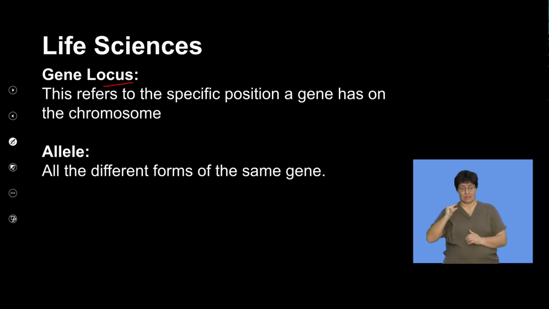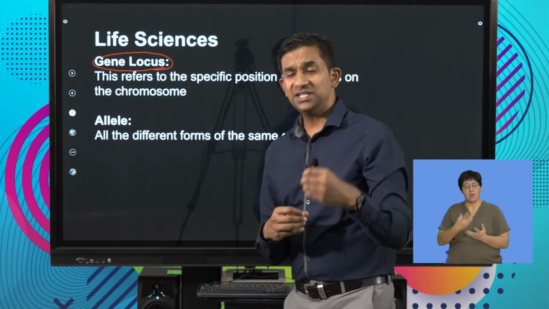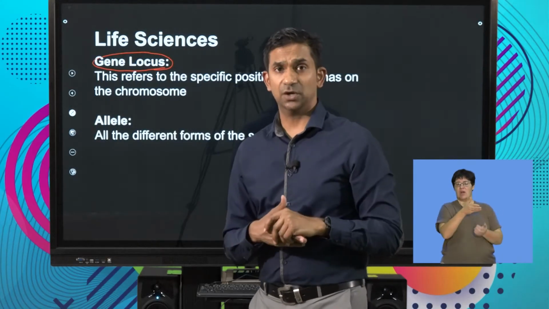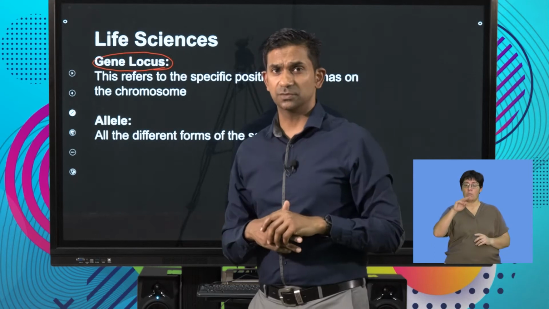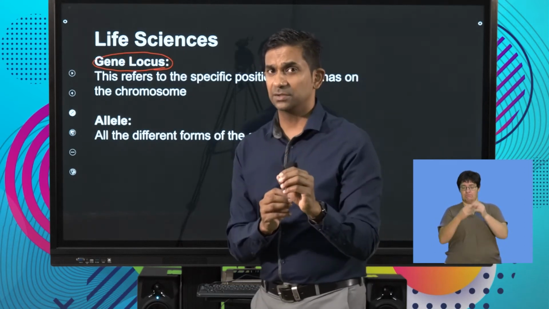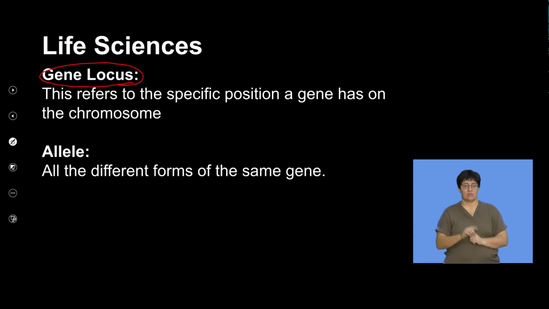The concept of a gene locus, and the word locus is derived from the word location. And so we know that genes have a specific position that they occupy. They have a specific length, and they're found on unique chromosomes. And so that position of a gene on a chromosome is referred to as its locus. So the locus is the position of a gene on a chromosome.